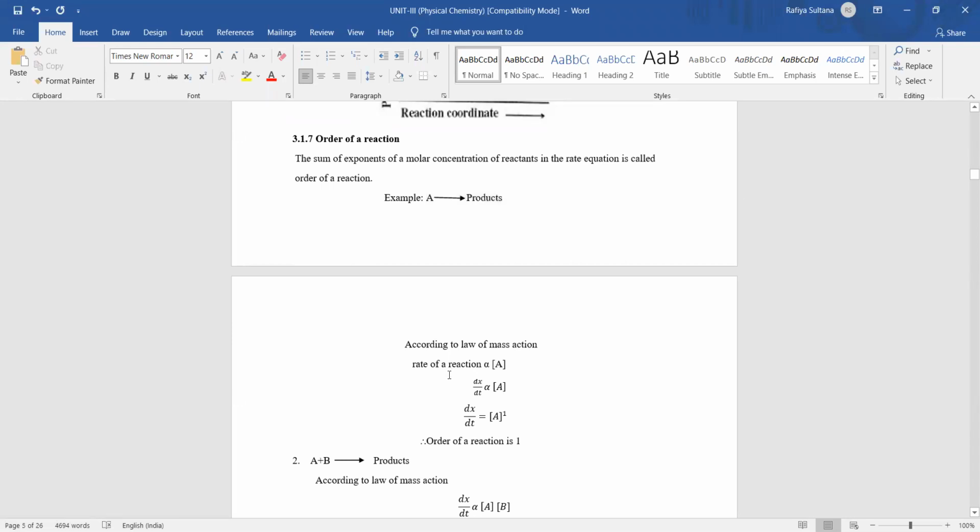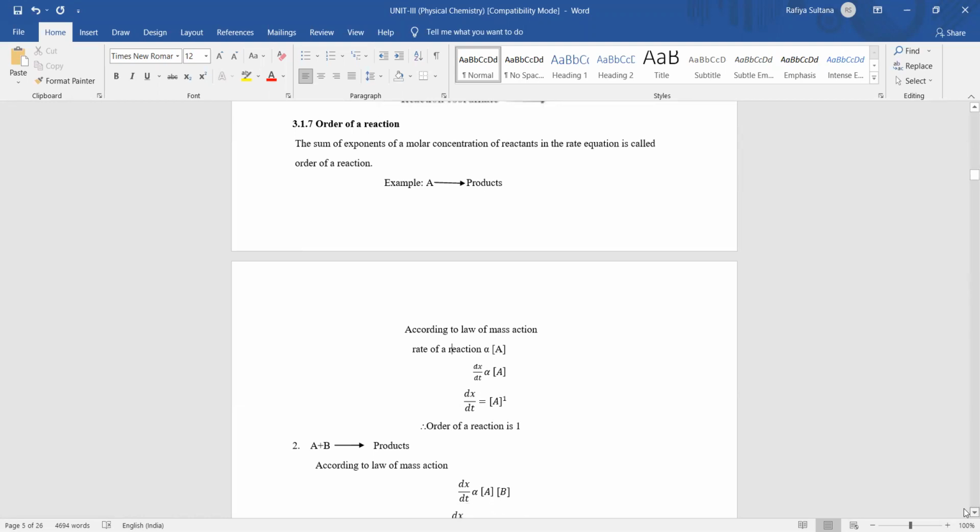So whenever you do an experiment, if you see that the rate of the reaction is enhancing by increasing the concentration of this reactant, suppose like this, rate of a reaction is directly proportional to the concentration of the reactant, then the order of the reaction depends on this reactant. So you can say that the order is 1. Okay, now see the other example.